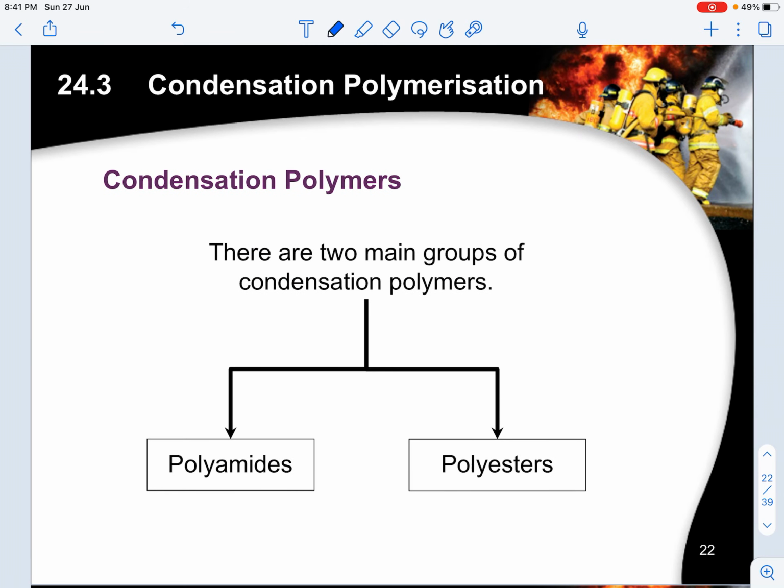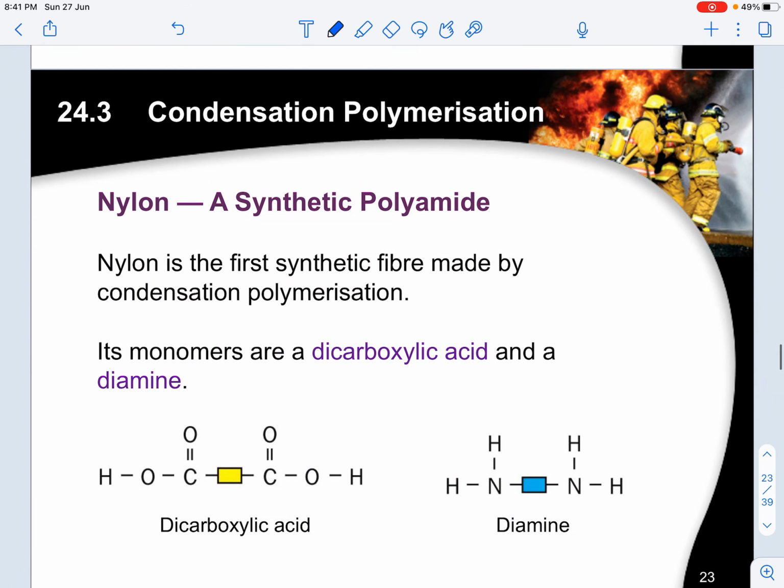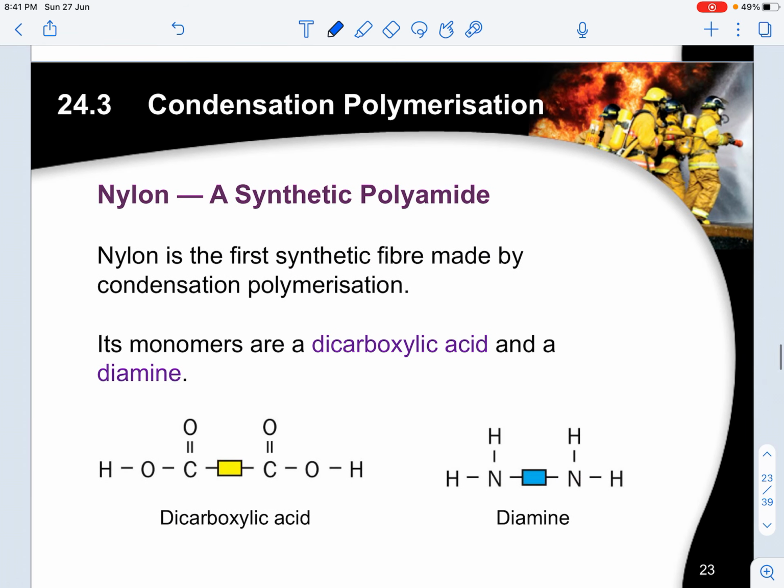So what are some of the functional groups we are looking at in your syllabus? There are two. One is polyesters, the other is polyamides. Polyamides are those that have the NH2 groups as well as carboxylic acid groups. Proteins are some examples. Okay, so let's say we look at nylon.